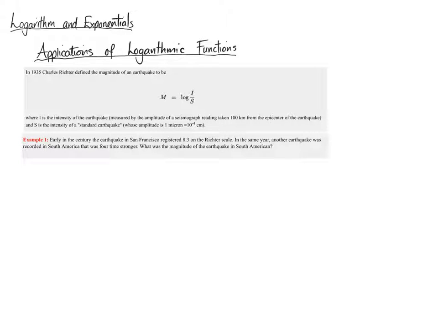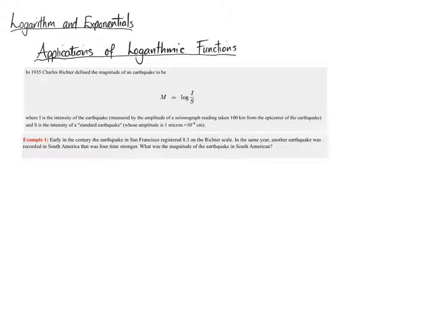In the early century, the earthquake in San Francisco registered 8.3 on the Richter scale. In the same year, another earthquake was recorded in South America that was 4 times stronger. What was the magnitude of the earthquake in South America? So M is the magnitude of the earthquake, measured on the Richter scale.